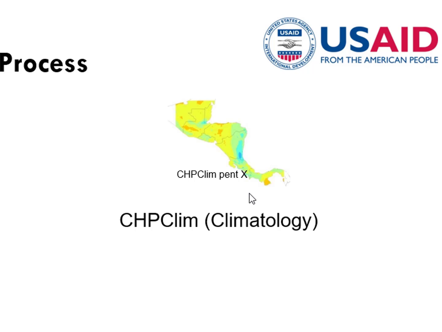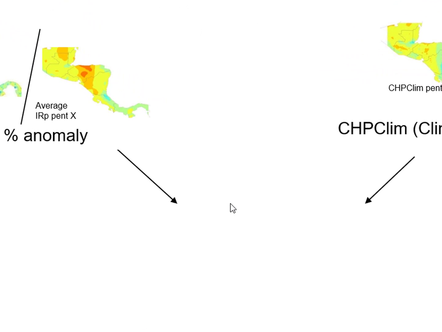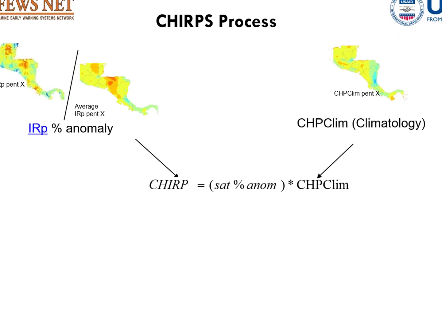The CHPclim is the result of regressing multiple rainfall predictors such as elevation, distance to the coast, satellite data, among other predictors, and weather stations. CHPclim has a spatial resolution of 5 kilometers. This anomaly and the CHPclim are then multiplied to produce CHIRP. This is the first rainfall product that we could use to do analysis.